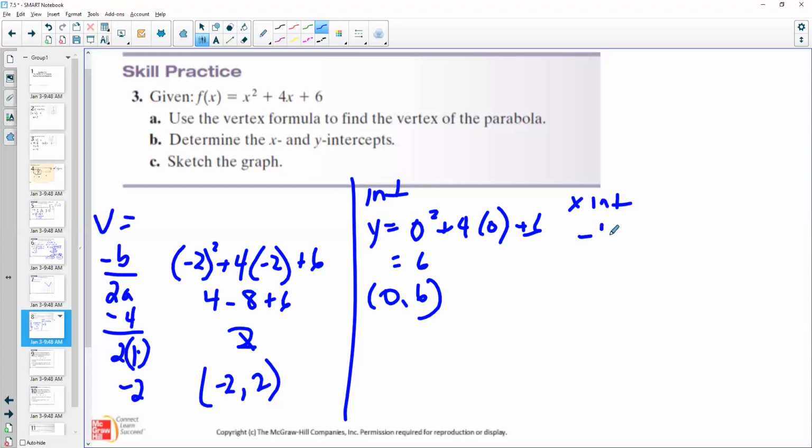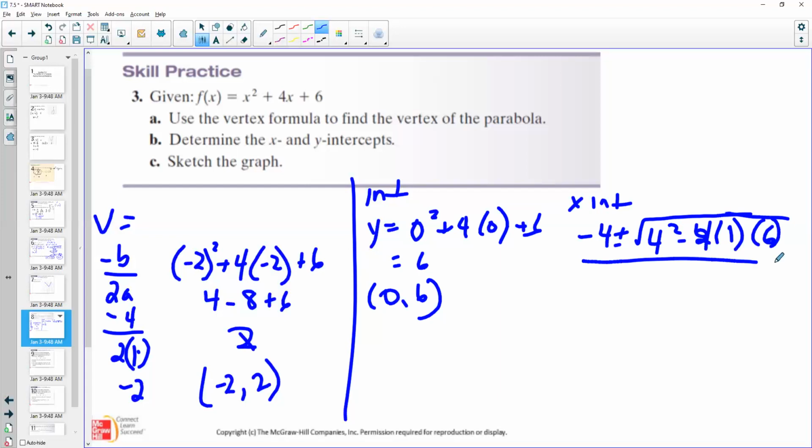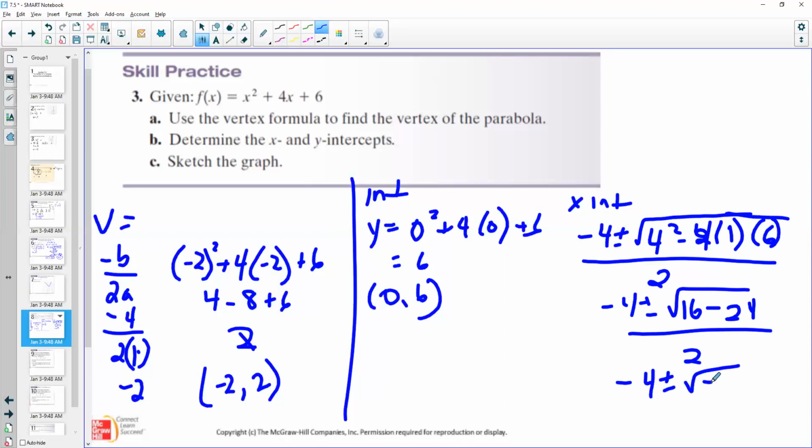I'm going to do negative 4 plus or minus the square root of 4 squared minus... where did I get 2? 4, that's b squared minus 4ac, 4 times 1 times 6. I'm going to get over 2a, that's 2 times 1, so I'm going to get negative 4 plus or minus the square root of 16 minus 24. Already a problem.